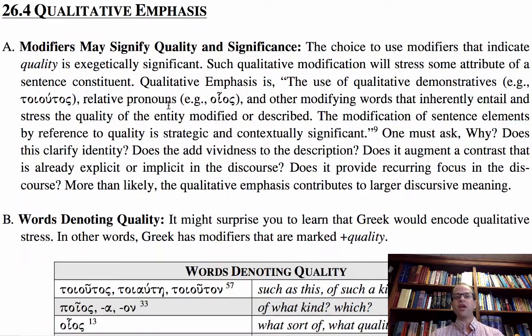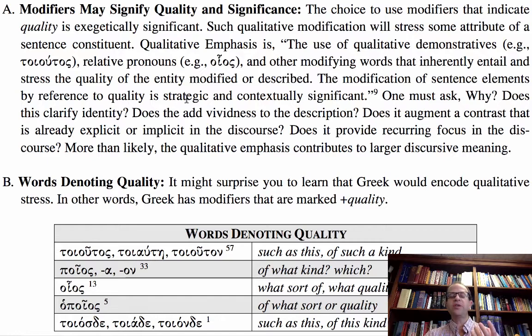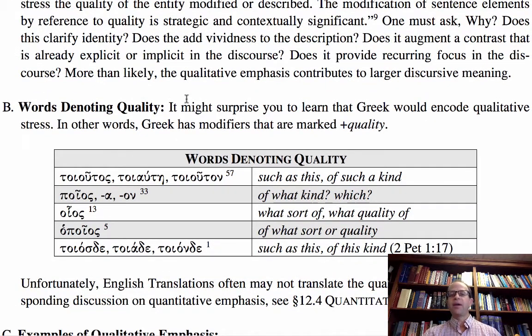Well, this brings us lastly to talk about qualitative emphasis. Qualitative emphasis is the use of pronouns that are particularly marked to indicate quality. So Greek has these pronouns that, when they're used, are pointing to quality. And so we need to pay attention to these kinds of words. What they do is they will stress something of the quality of the word that they're modifying. Such as this, such kind as this. What kind? So here's a listing of different pronouns that denote quality.